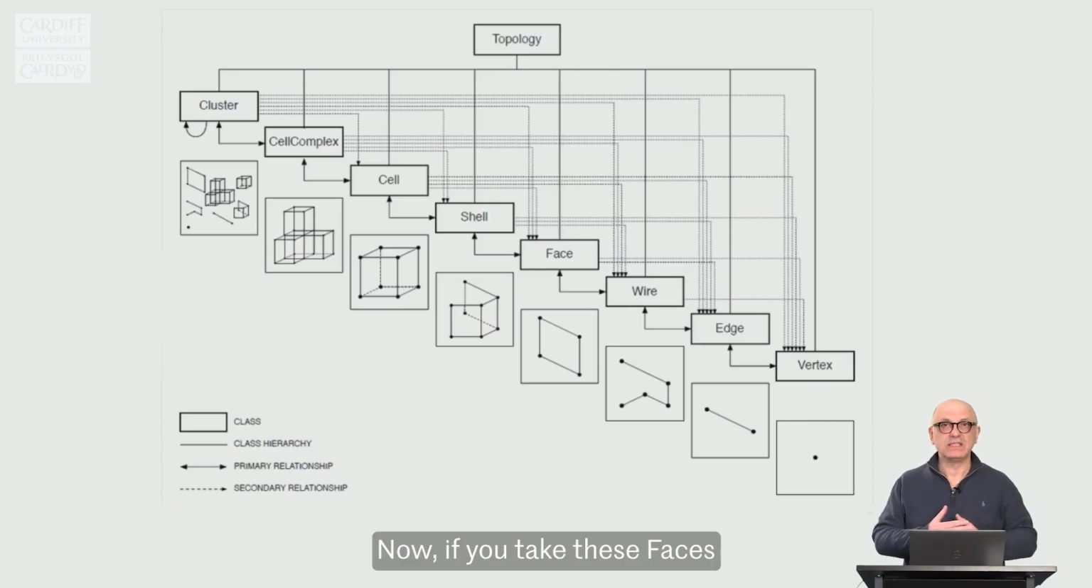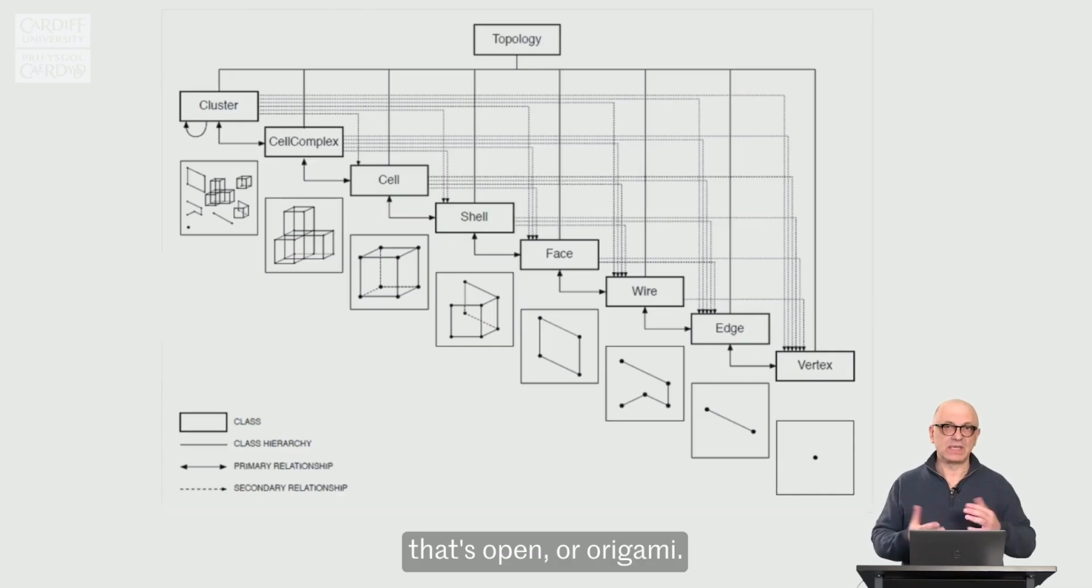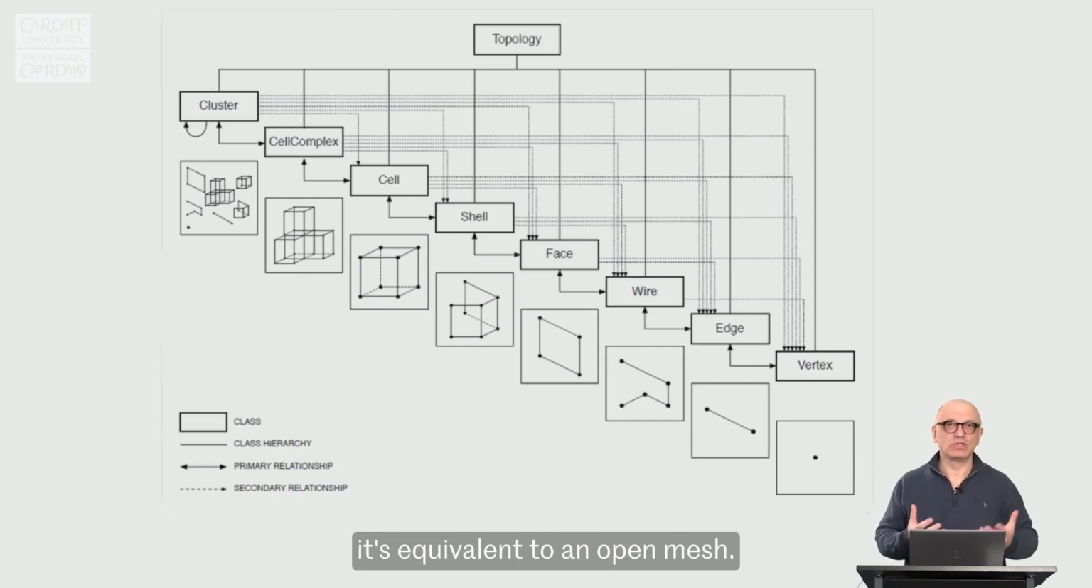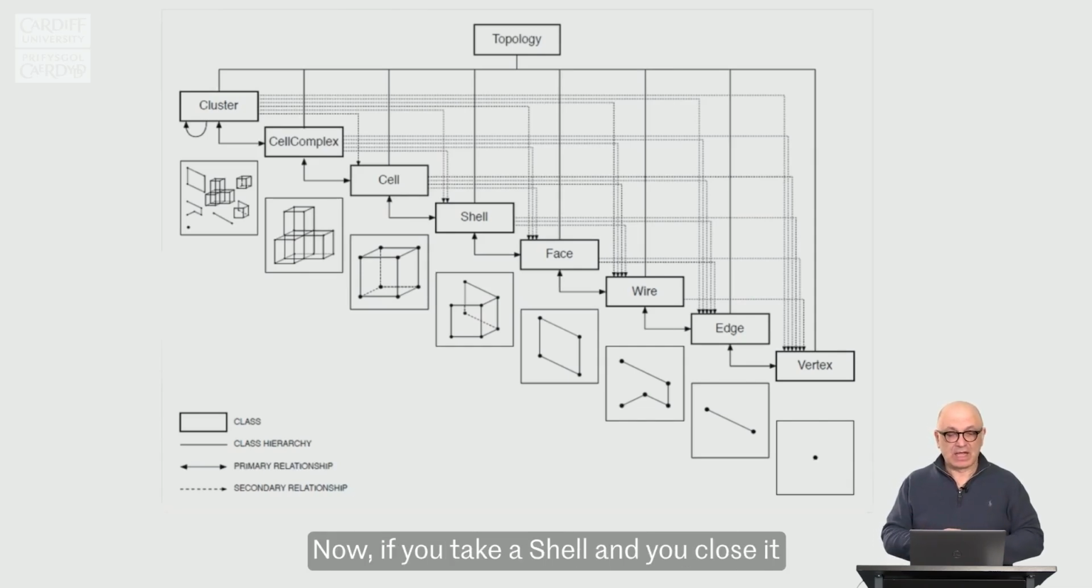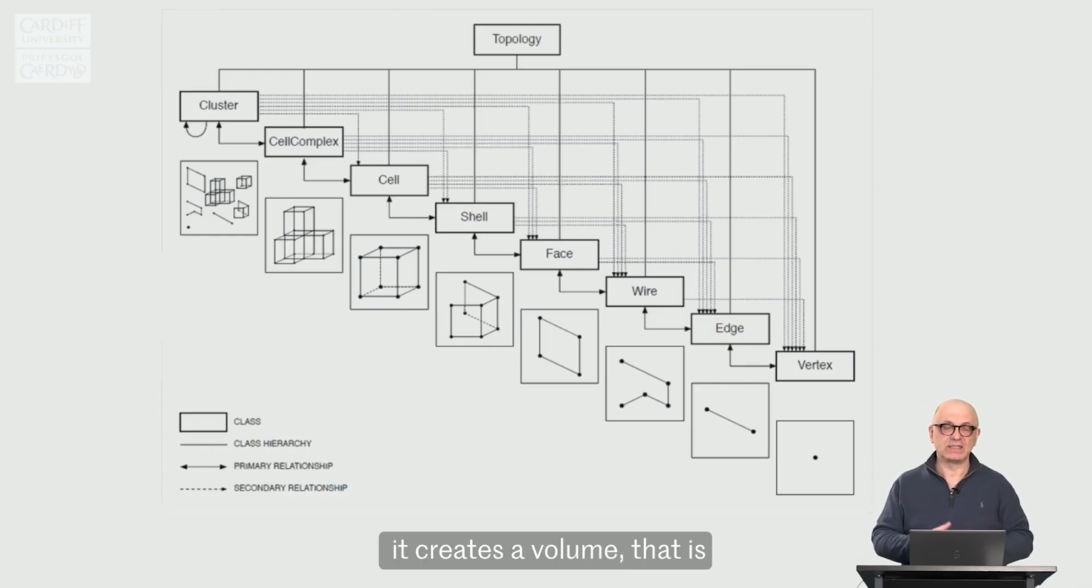Now, if you take these faces and you connect them by edges, you get what is called a shell. Think of a shell as a cardboard box that's open, or origami. It's basically made out of facets, or if you are familiar with other 3D modeling software, it's equivalent to an open mesh. Now, if you take a shell and you close it so that it can perhaps hold water, it creates a volume, that is, you get what is called a cell. A cube, a prism of some sort, is a typical example of a cell.